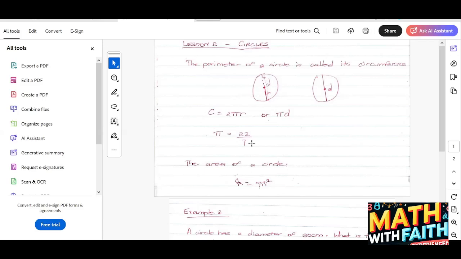So that's the perimeter of a circle, called its circumference. And the area of a circle, A, is given by pi multiplied by r squared. Pi r squared. So the square of the radius multiplied by pi gives me my area. So two easy formulas to learn: C is 2 pi r or pi d, and A is equal to pi r squared. So let's take a look at the example.